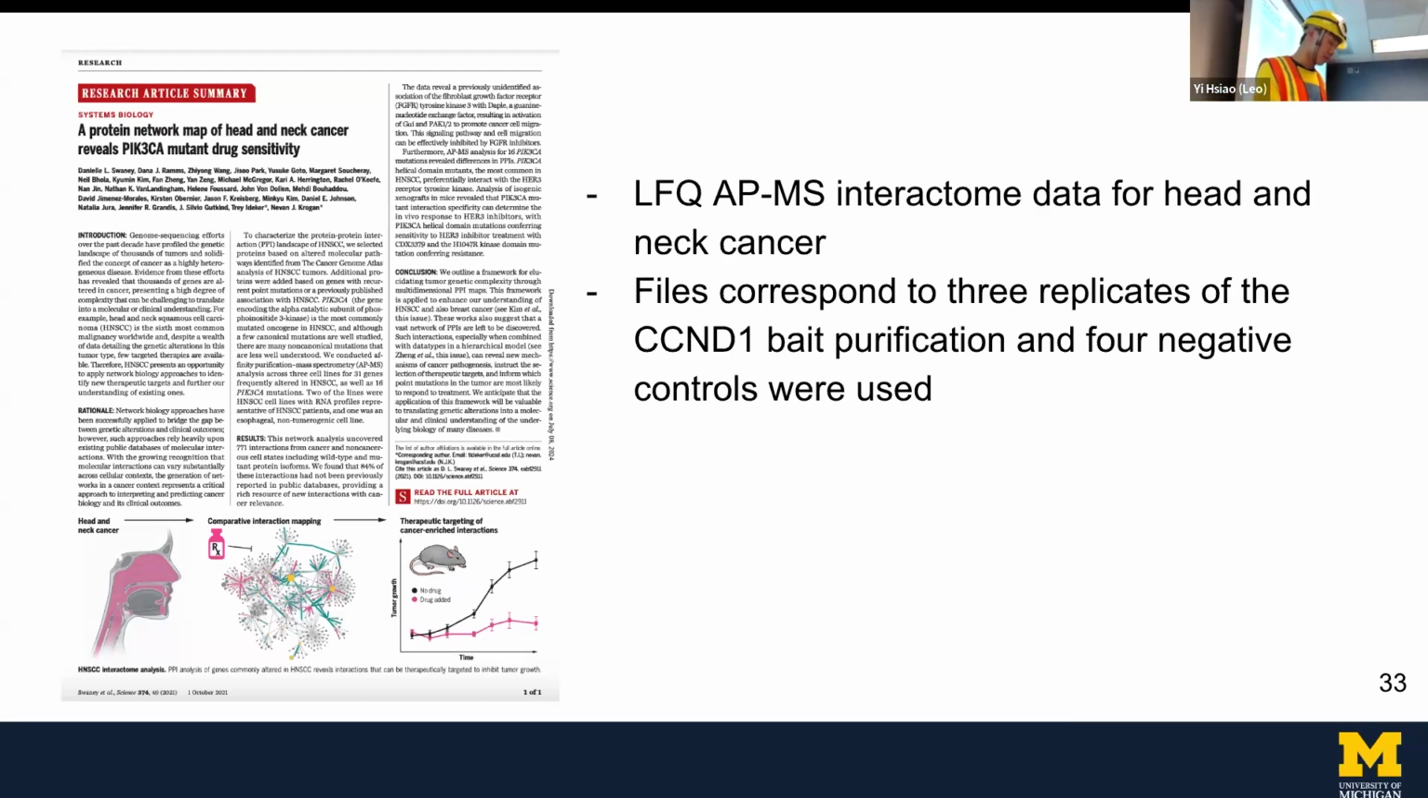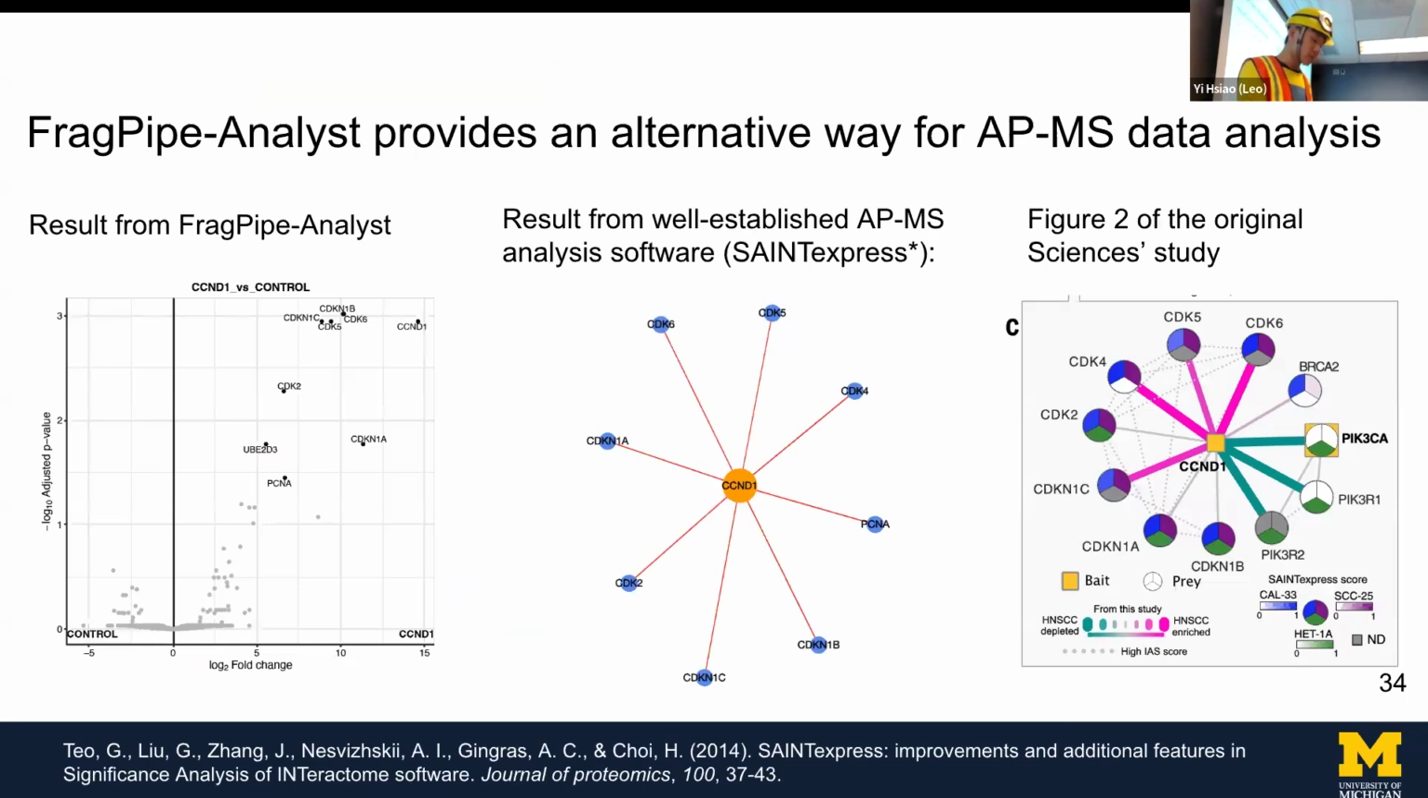paper, published, I think, in Science. It's a label-free quantification AP-MS with background data. It looks into head and neck cancer and one particular driver in this disease. So we take a subset of this driver experiment and do a reanalysis, going through a similar procedure.